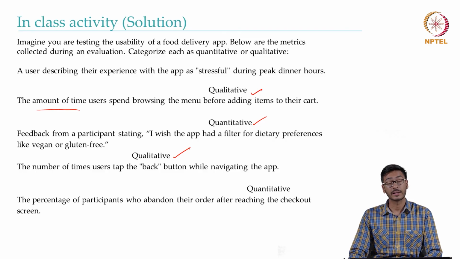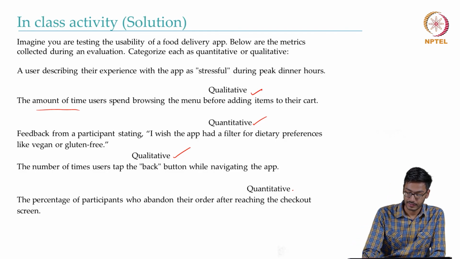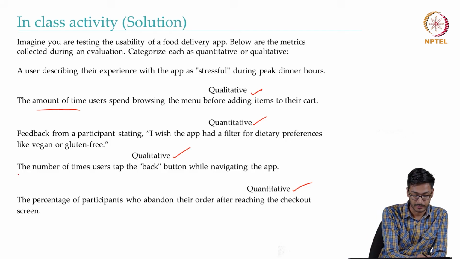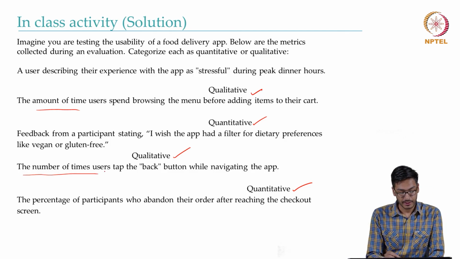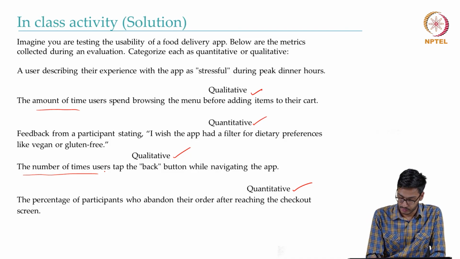The number of times the user taps the back button while navigating the app. Definitely quantitative, the number of times. And finally, we have the percentage of participants who abandon their order after reaching the checkout screen. It should also definitely be quantitative.